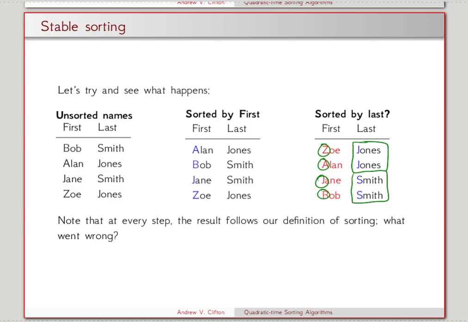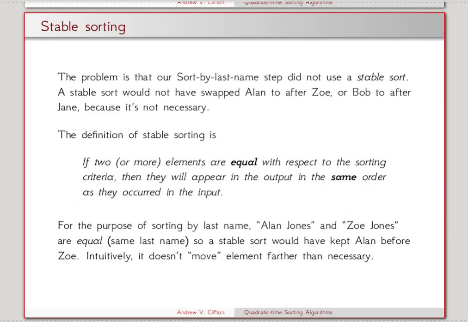So what went wrong? Well, the problem is that when I did the sort for last names, I moved Zoe further than I needed to. I really only needed to move Alan down to being before Zoe, but I switched the order of them. I moved Zoe all the way up to the top. So the problem is that our last step, our sort by last name, didn't use a stable sort. A stable sort wouldn't have moved things so far. It wouldn't have put Alan after Zoe or Bob after Jane, because we don't need to.